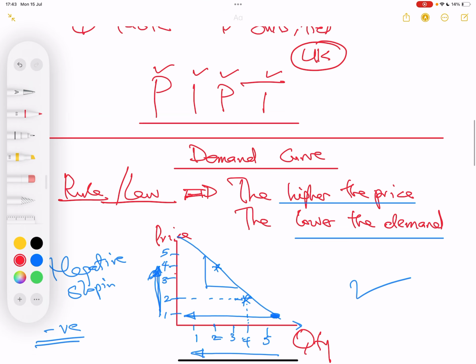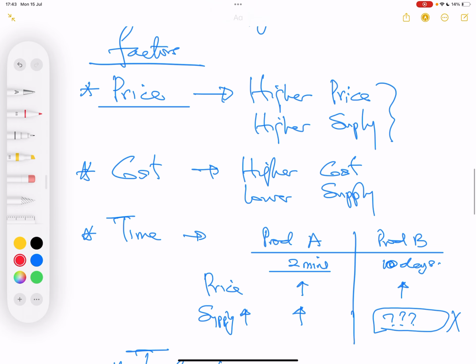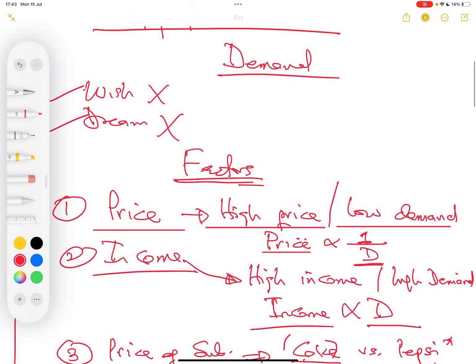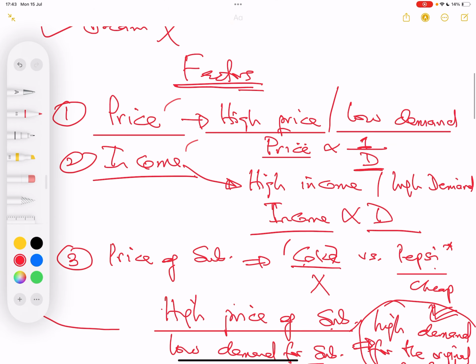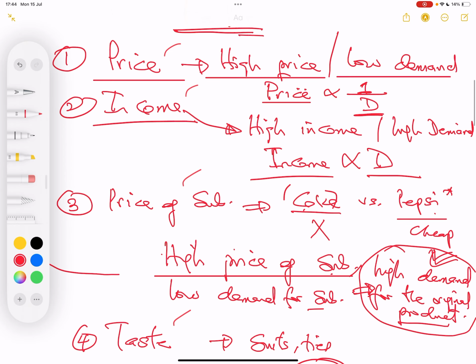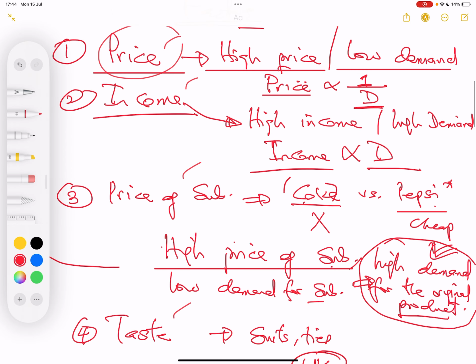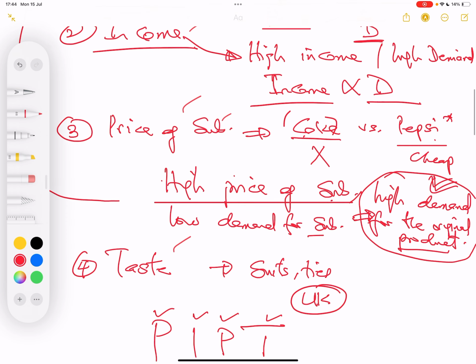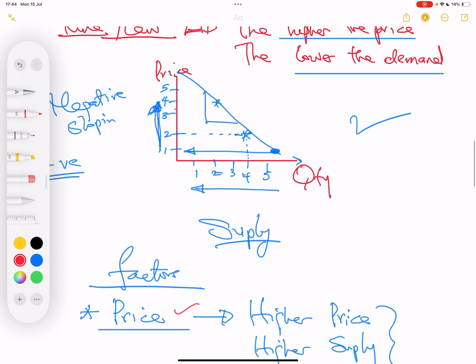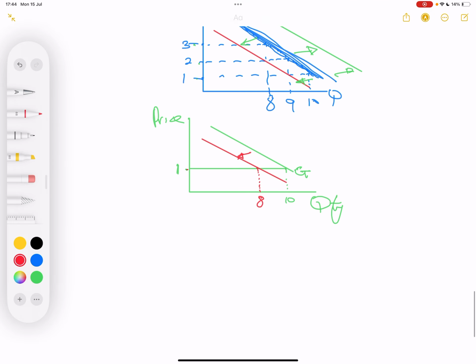So go to the factors affecting demand. These factors: price, income, price of substitute, and taste. Only price will make you move along the demand curve. Income, price of substitute, and taste, all of them can lead to a shift in demand curve. Please take notes, and like I said, don't confuse moving along the demand curve with shifting of demand curve.